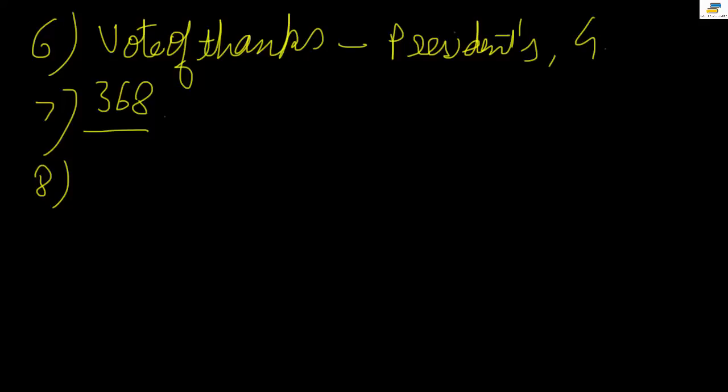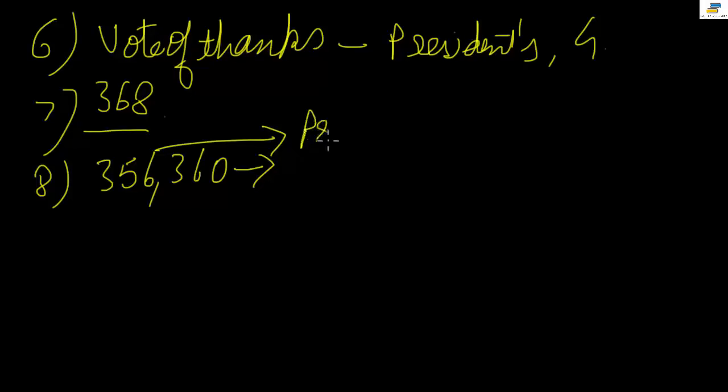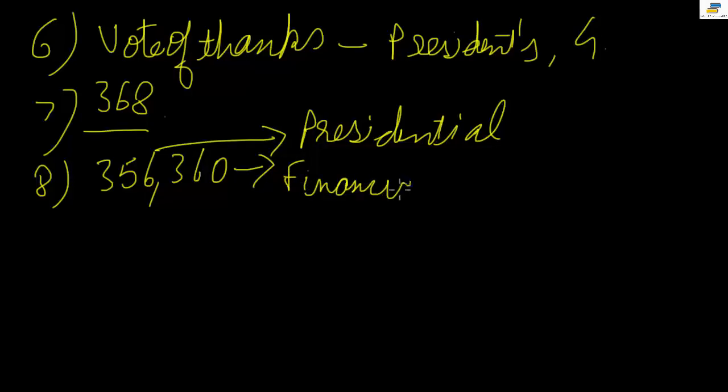Now whenever there is approval given by the houses for the presidential rule, and whenever there is a financial emergency, that is articles 356 and 360 over here. This is the financial emergency, and this is the presidential rule. This is the presidential rule, and this over here is the financial emergency, and this over here was the amendment of the constitution, right?